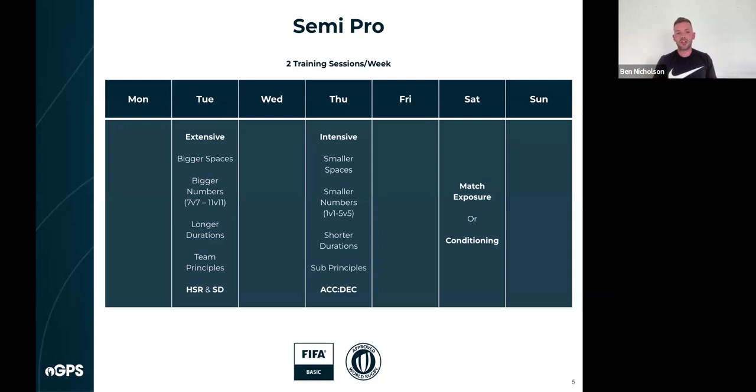And I think it's just having this idea of, okay, well, if we do have the luxury of 2 training days a week, what do we do on one day? What do we do on the other? To make sure that we're getting the balance and it's not just becoming Tuesday games, Thursday games, and then on Saturday we're playing it again.